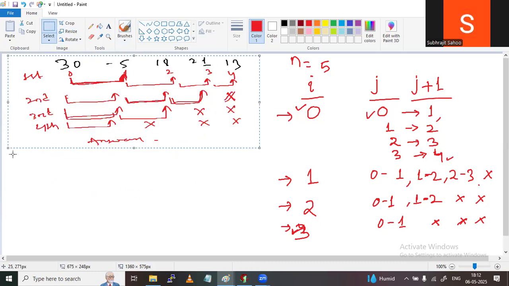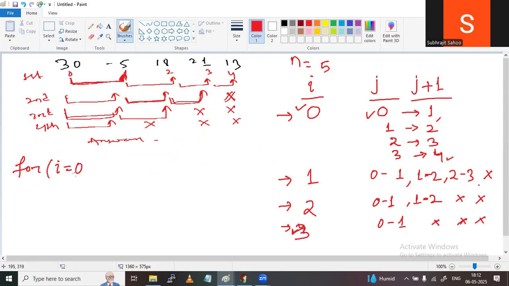So how to write in the program? Observe carefully. I will write here: what is the i starting value, sir? i equal to 0 and i less than or equal to 3. If it is 5 elements, I am going for 4 attempts: 1, 2, 3, 4 attempts. But index number starts from 0, na? It ended at 3.